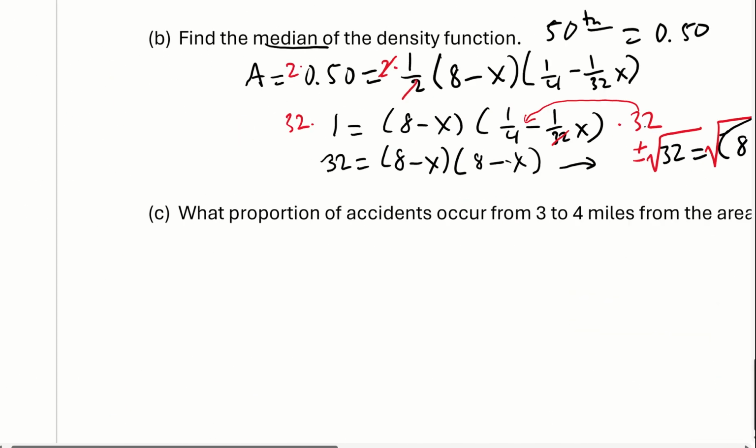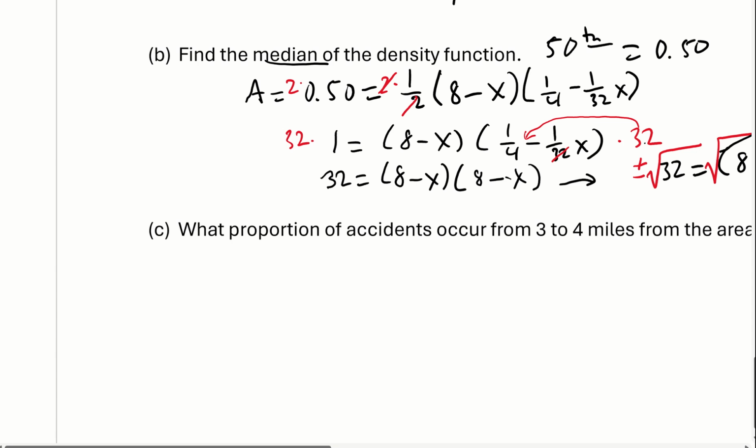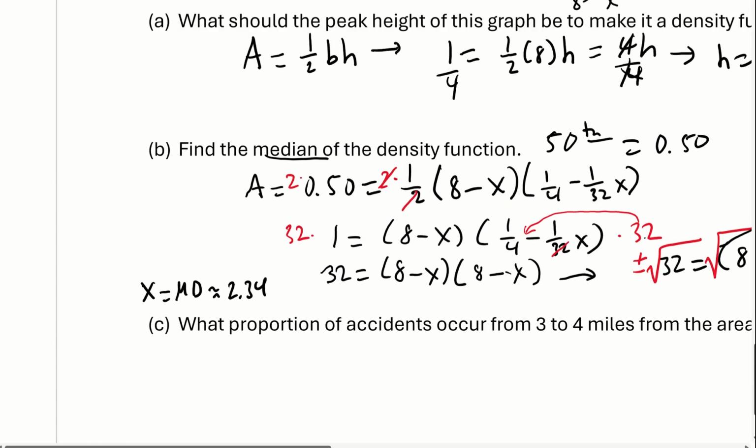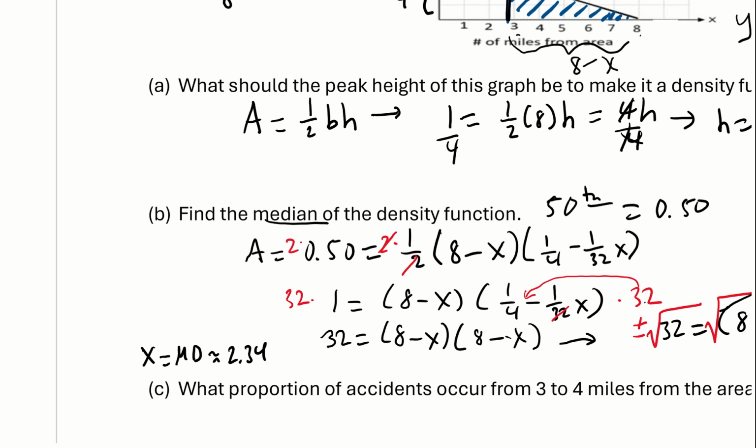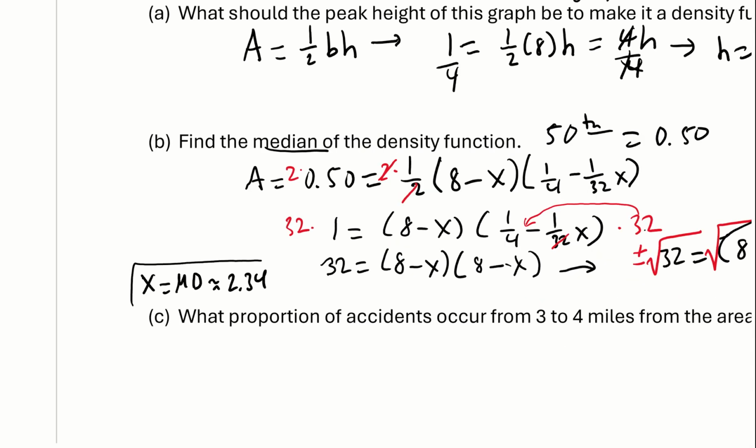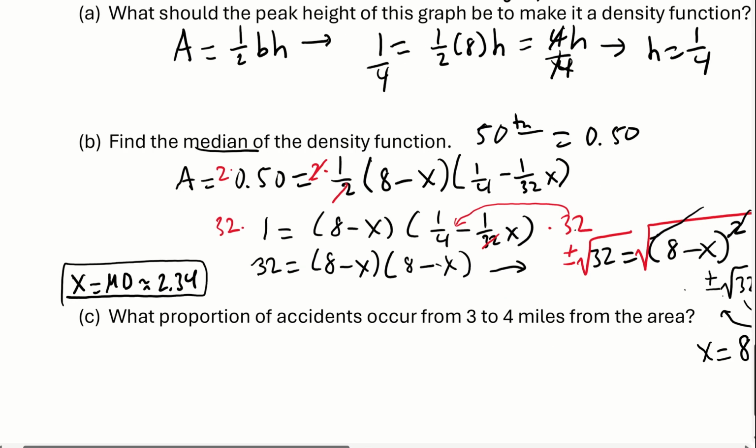So the answer is 2.34. So the median is approximately 2.34. All right, there you go.